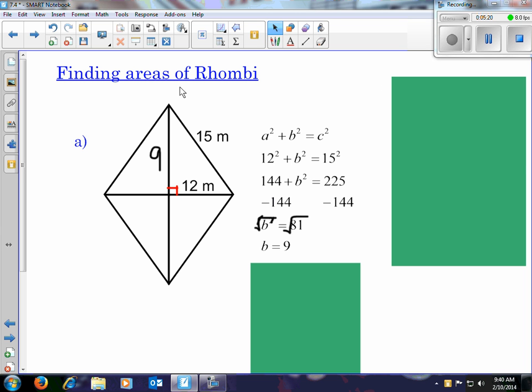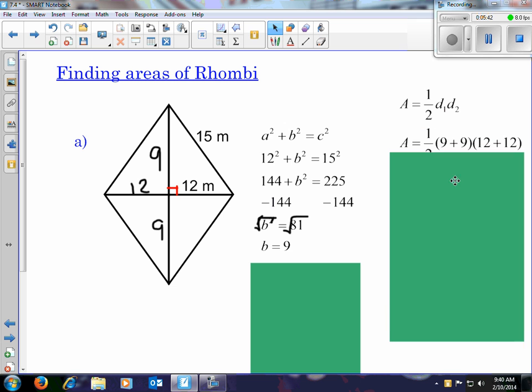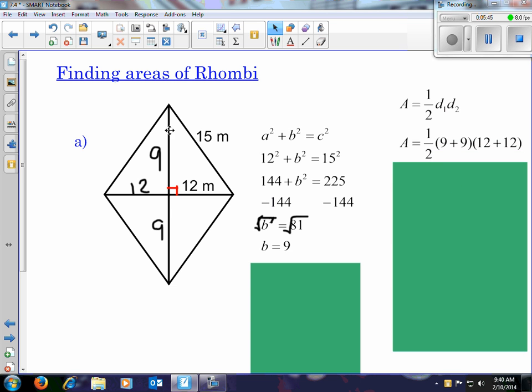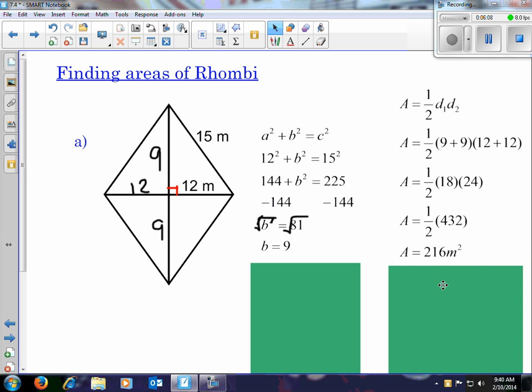Okay, now I know that in a rhombus, the diagonals bisect each other. So if this piece is 9, then this piece is also 9. And if this piece is 12, then this piece is also 12. So over here in my formula, I have area equals 1/2 d1 d2. So I have area equals 1/2 of 9 plus 9 for my diagonal 1 times 12 plus 12 for my diagonal 2. Then I have 1/2 of 18 times 24. 9 plus 9 is 18, 12 plus 12 is 24. And then I'm left with half of 432, because 18 times 24 is 432. And I am left with area is equal to 216 meters squared.